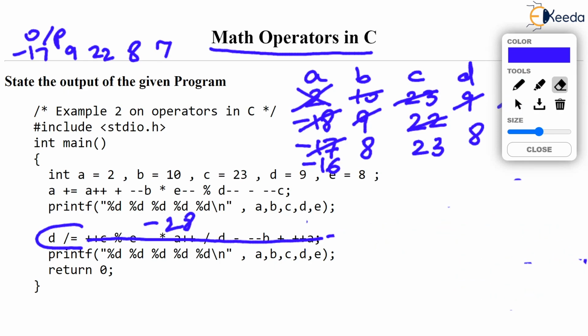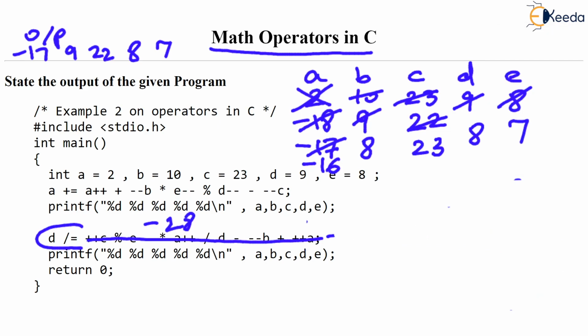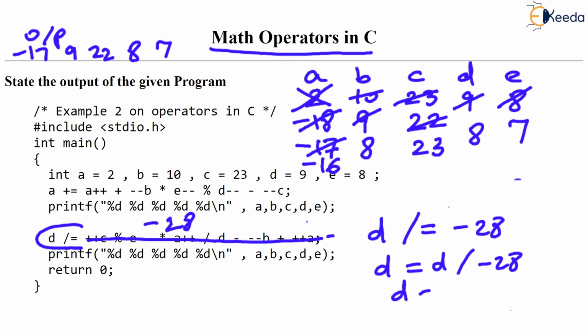So the right hand side will now be operated on the left hand side. This is D slash equal to minus 28. That is D equal to D upon minus 28. But notice D in the table is 8. So D becomes 8 upon minus 28. Don't waste your time. 8 upon minus 28 won't be 0 point something. We are dealing only with integers here. So D is 0. Watch out that D was 8. Now D becomes 0. Okay.